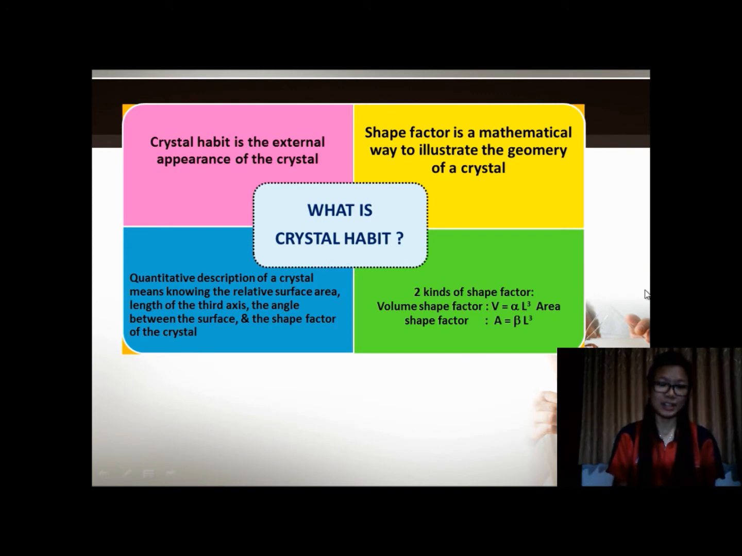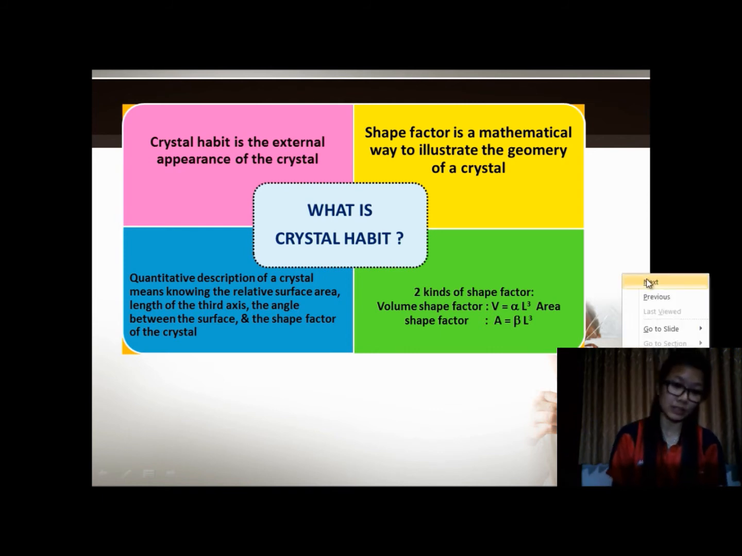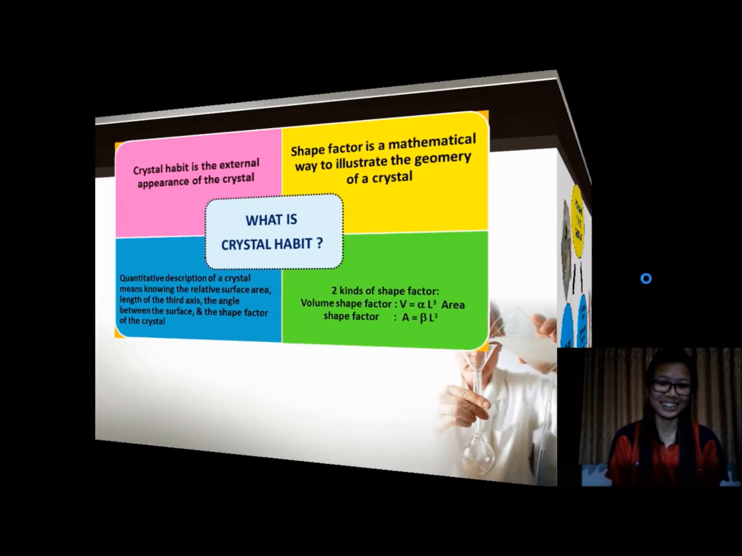What is crystal habit? Crystal habit is the external appearance of a crystal. Quantitative description of a crystal means knowing the relative surface area, length of the third axis, the angle between the surfaces, and the shape factor of the crystal. Shape factor is a mathematical way to illustrate the geometry of a crystal. The first one is volume shape factor, where the volume is equal to alpha times length cubed. Another type of factor is area shape factor, where the area is equal to beta times length squared.